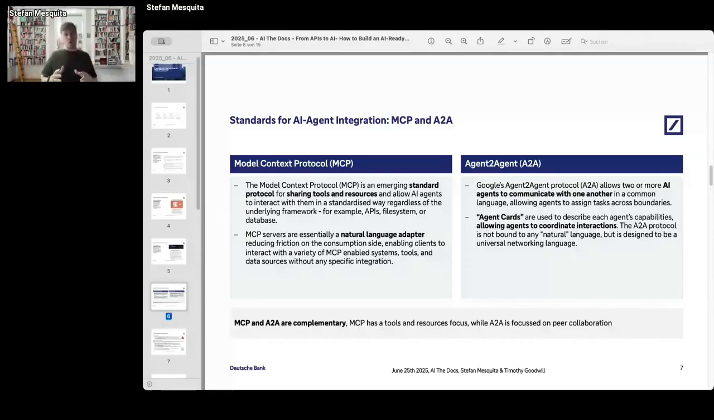Even Google, who announced this just two months ago, claims that this is not an overlap and not a replacement of MCP, but a complementary feature that they are offering. For today's presentation, we'll be focusing more on MCP, and I'm happy that Tim has made it.